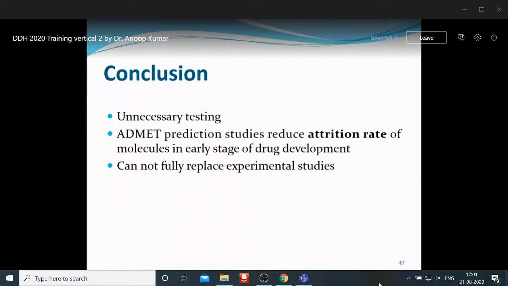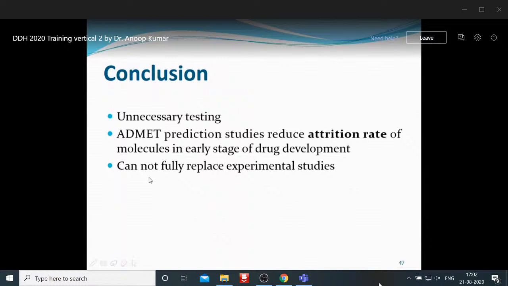But at initial stages, we can make a rough idea about whether this molecule is going to be absorbed better, how it's going to be excreted, how it's going to be metabolized, or whether there is any toxicity problem. So finally, these studies help to reduce the discovery and development time.